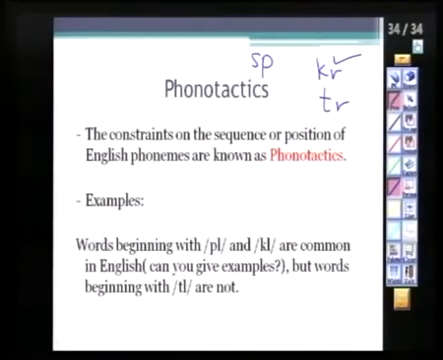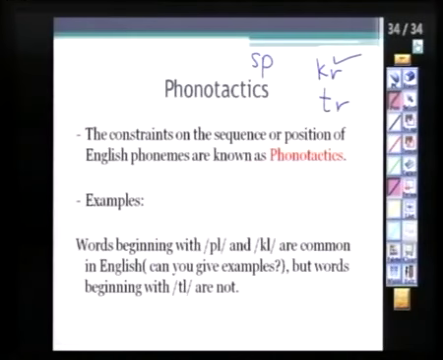The constraints on the sequence or position of English phonemes are known as phonotactics. So, the phonotactics of English, just like I said, allows pa and la at the beginning of English words. It also allows a combination of ka and la at the beginning of English words. Look at this.